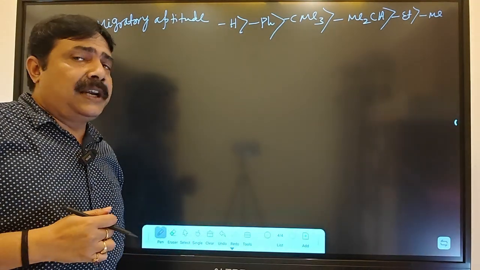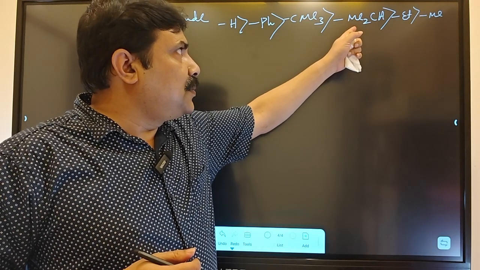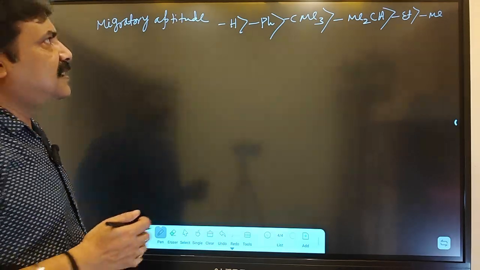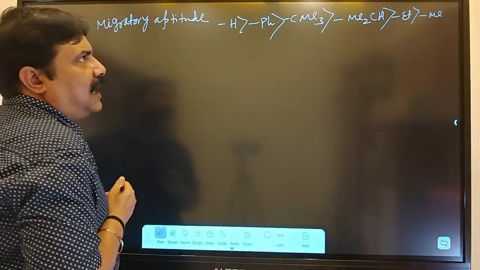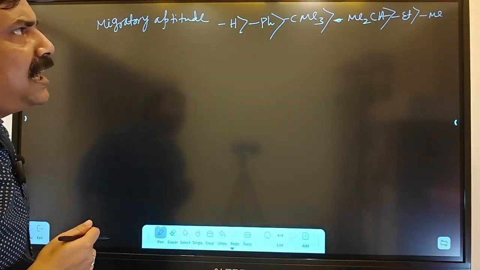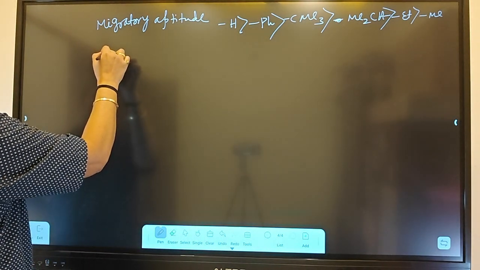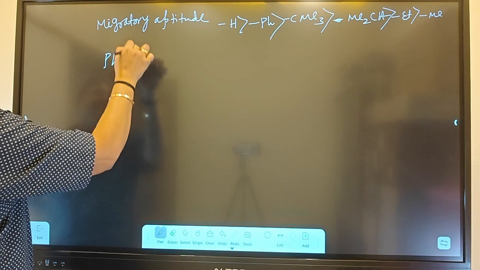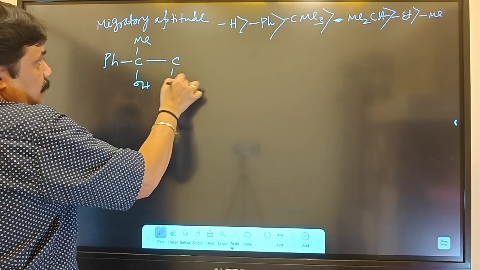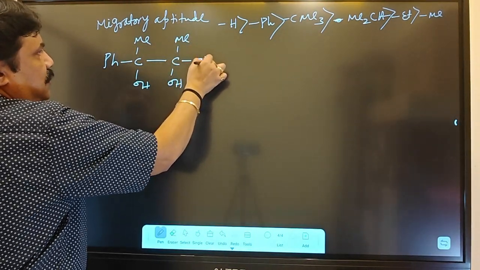Migratory aptitude is hydrogen greater than phenyl, greater than tertiary butyl, then secondary isopropyl, then ethyl and then methyl group. So this one is 3 degree, this one is 2 degree. Now this is the migratory aptitude. Based on that, suppose you have an equivalent situation; whenever a non-equivalent situation is there, protonation at the place which can give the most stable carbocation is your consideration.